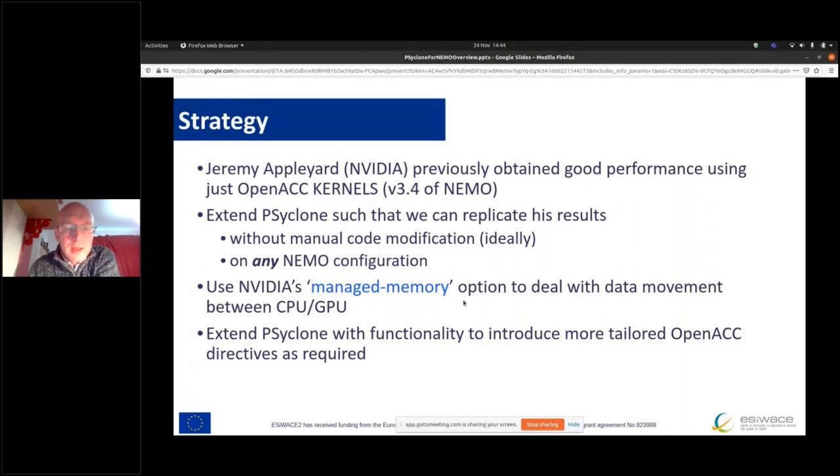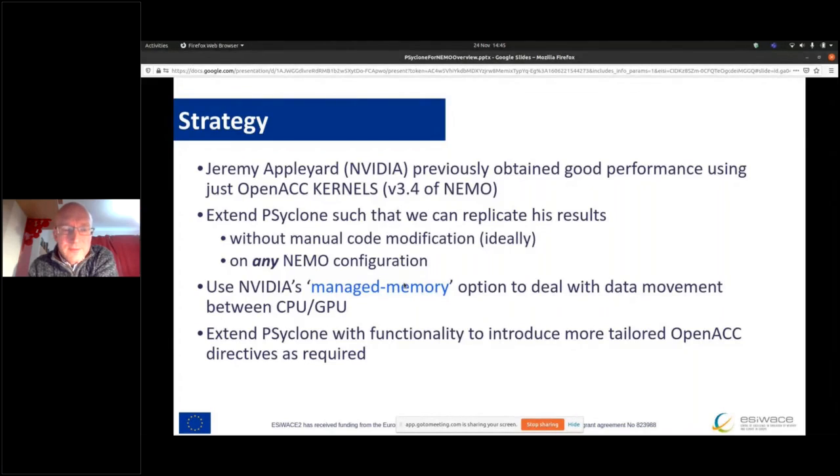So if the code on the GPU comes to access some memory and it's not available on the GPU, then it automatically gets pulled across to the GPU, and vice versa. It gets pulled back to the CPU if necessary. I'll talk a bit more about that in the hands-on exercises.